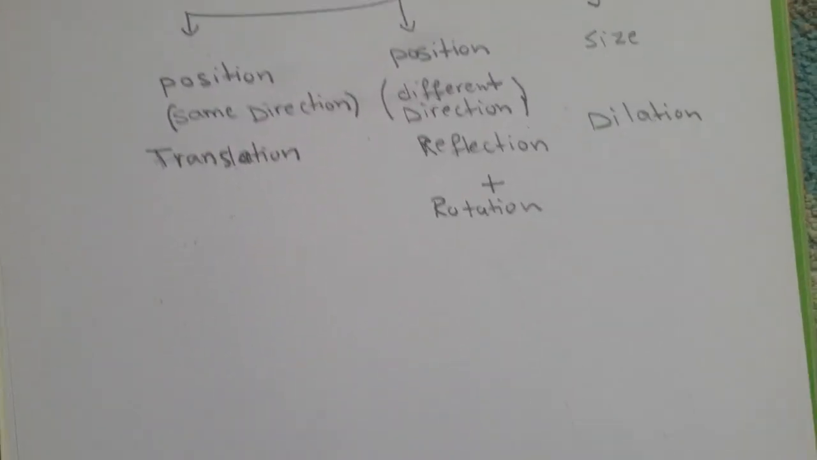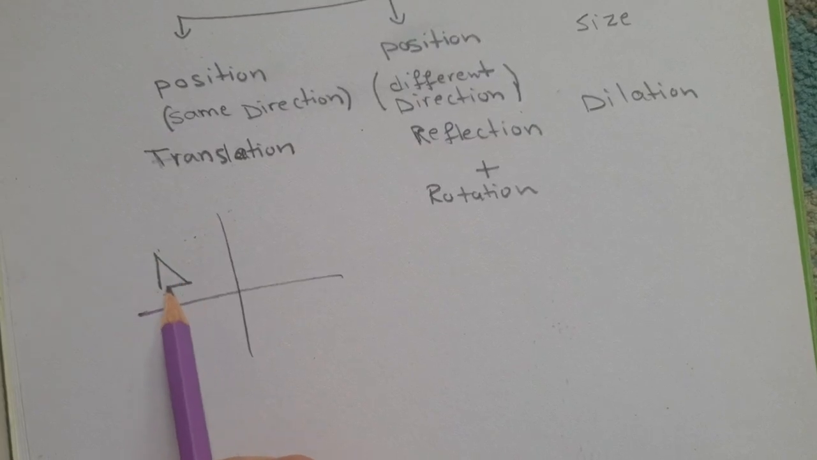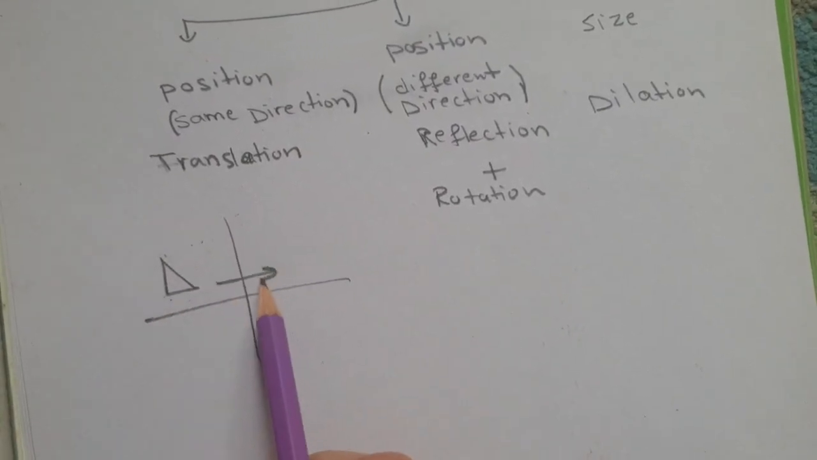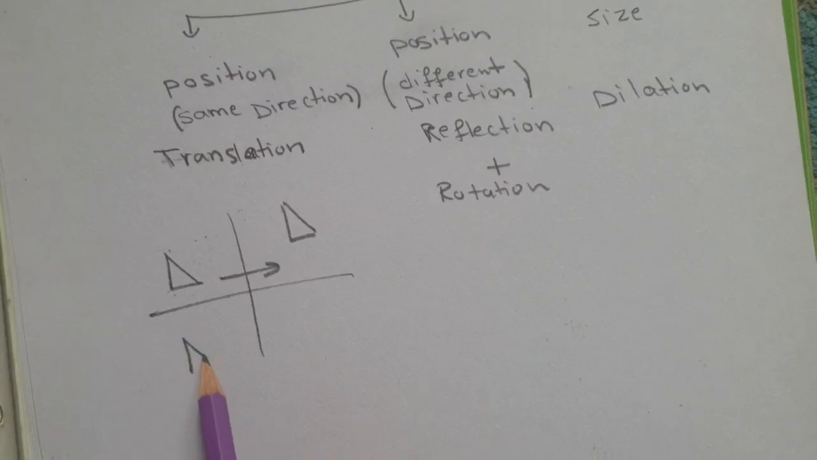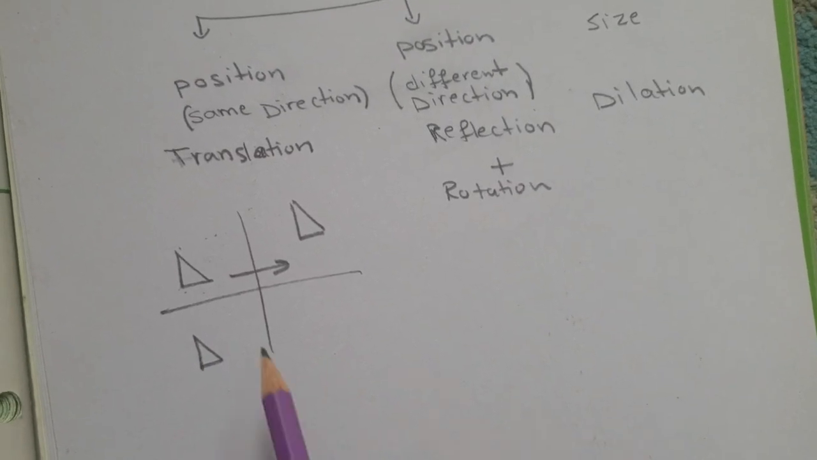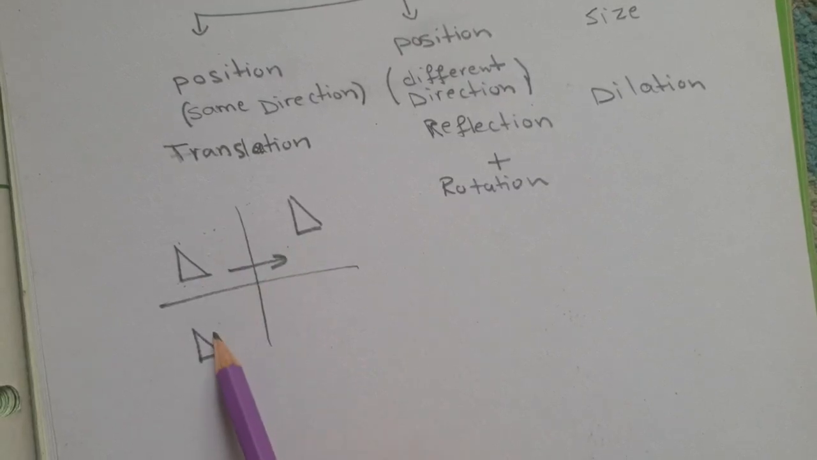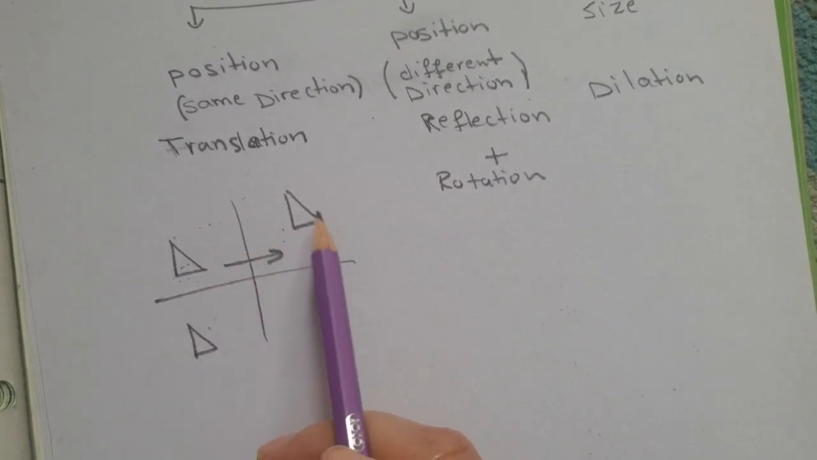What is translation? For example, I have this triangle. This triangle moved to another place. Move to the right, move down here, or right and up at the same time. So we move only the position of the shape, but with the same direction and same size.